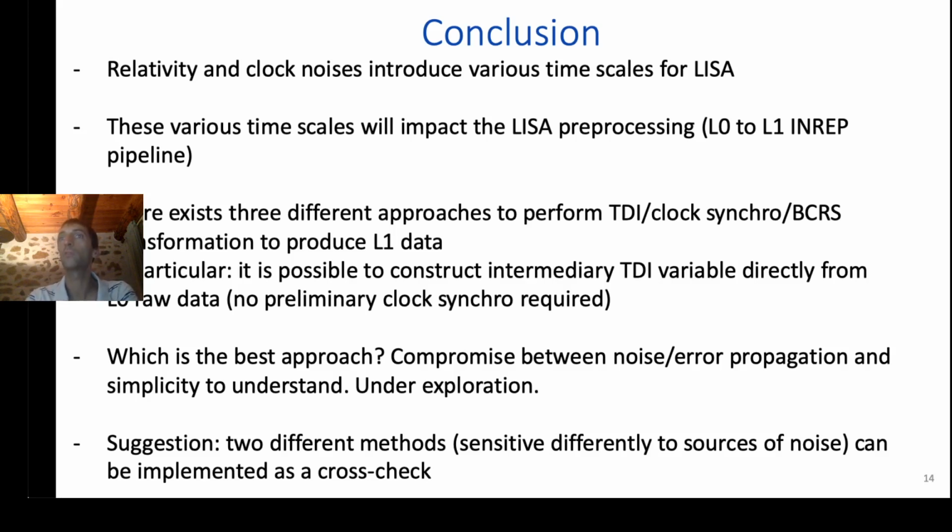So which is the best of the three approaches? It's a compromise between the way noise and errors propagate through the TDI, and also the simplicity of understanding the TDI algorithm and keeping this Newtonian interpretation of it. We are currently exploring these three approaches. Of course, the suggestion will be to use two different methods in LISA. Why? Because different methods are sensitive differently to the sources of noise, so it can be interesting to implement two different methods as a cross-check in the real data analysis.